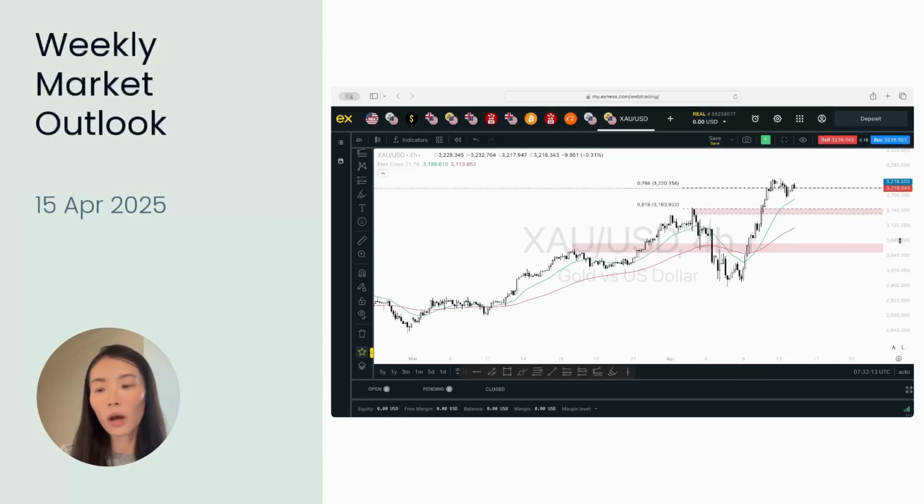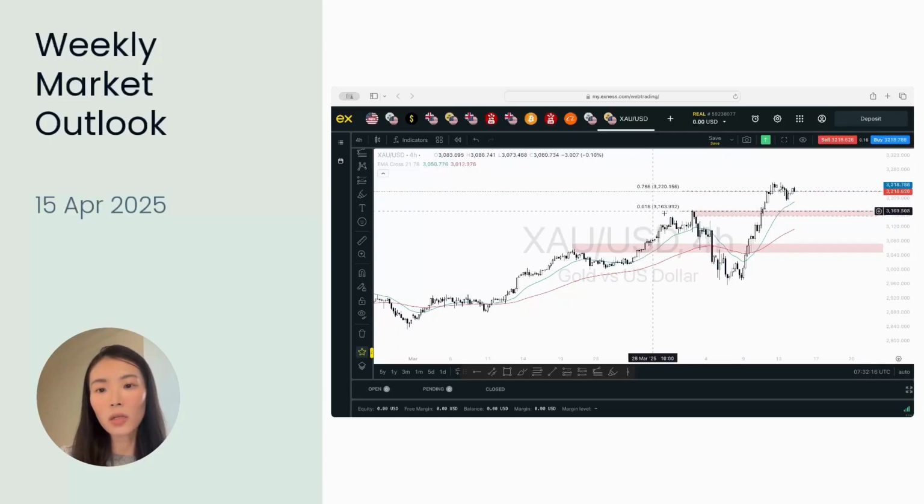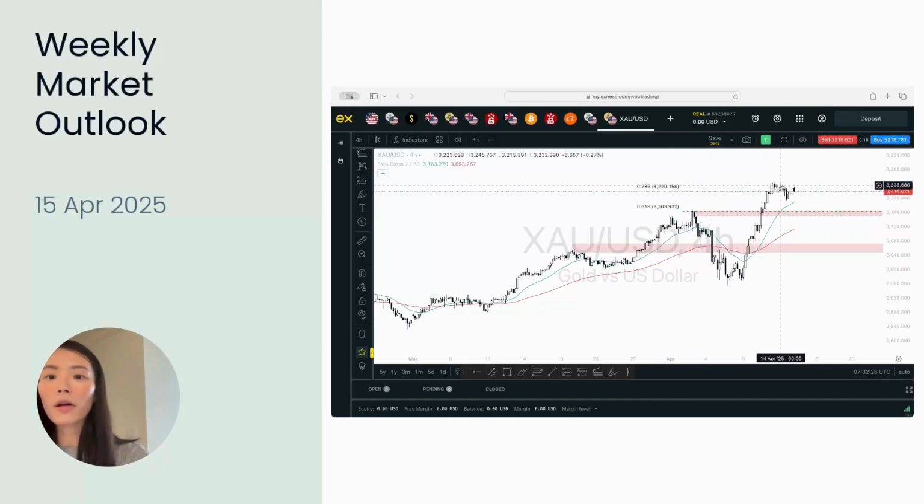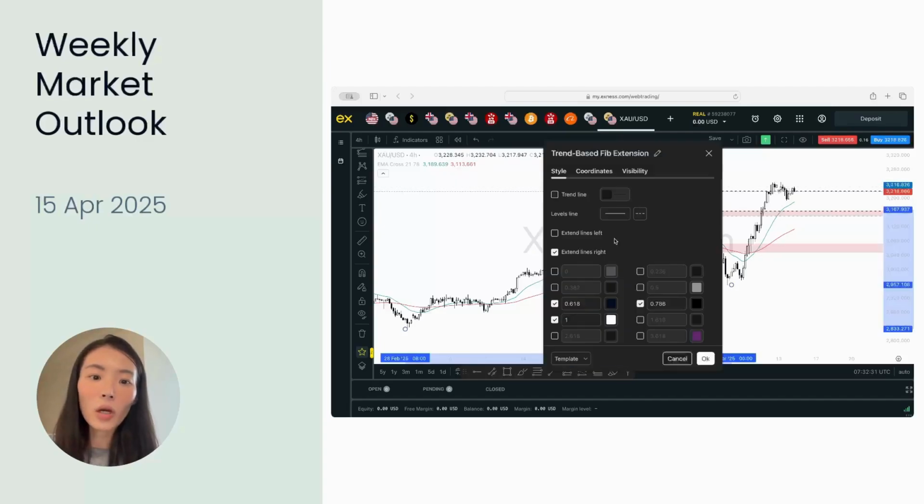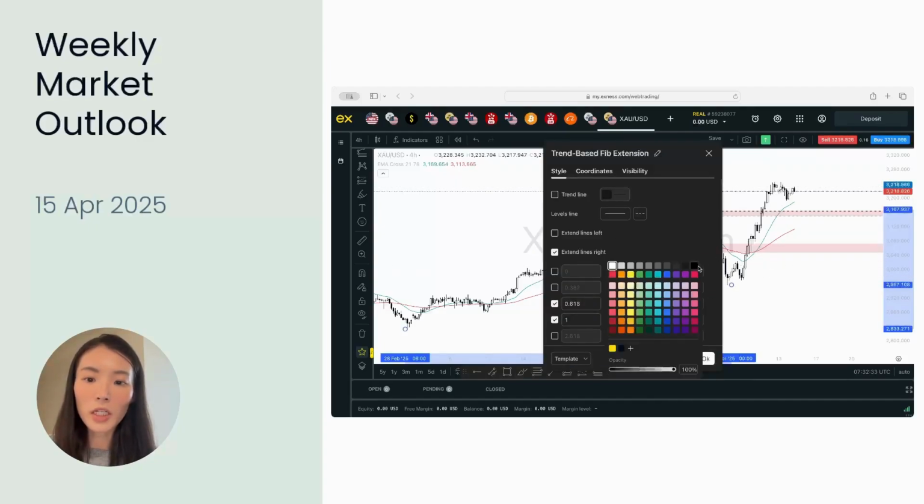Both of them were broken. It's interesting to note that the 61.8% aligns with that swing high over here. Previously we mentioned the 3,150 level, which is also that resistance turn support zone. And currently prices are just chopping around the 78.6%. Beyond that, we have the 100% Fibonacci extension.